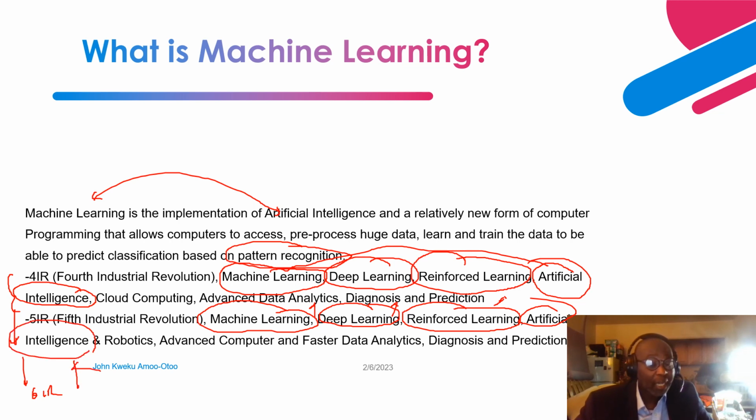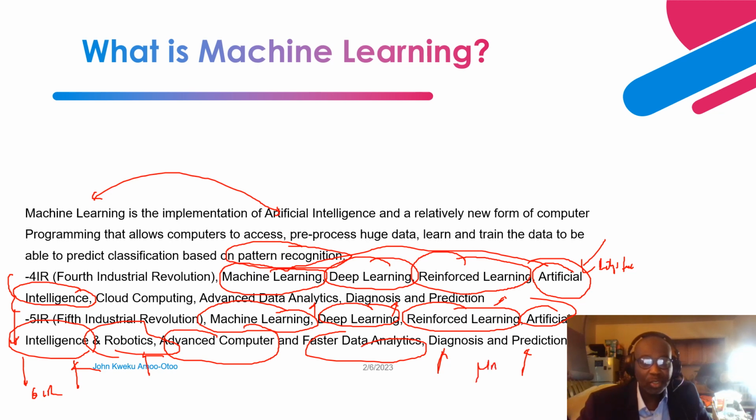And robotics is going to come in. Robotics is there now, but it's still evolving and growing. During the fifth industrial revolution, it's purely going to be robotics that is going to dominate. Then your computer analytics is going to be very advanced and faster, with much faster diagnosis and even much faster prediction, in nanoseconds, microseconds prediction.